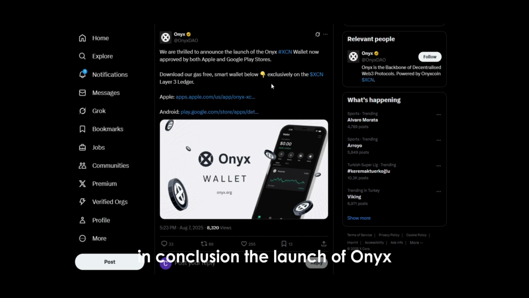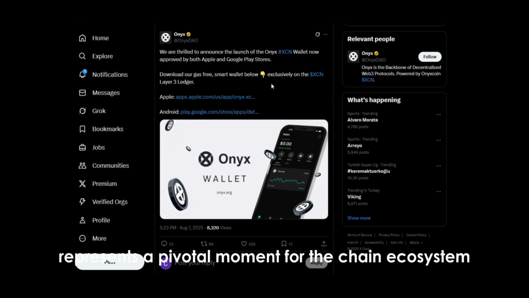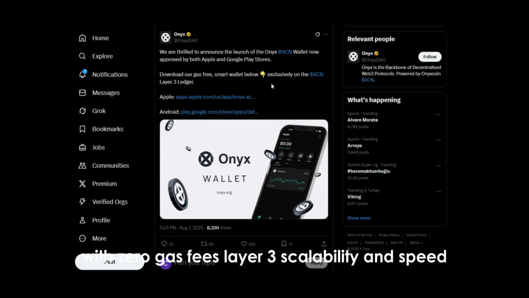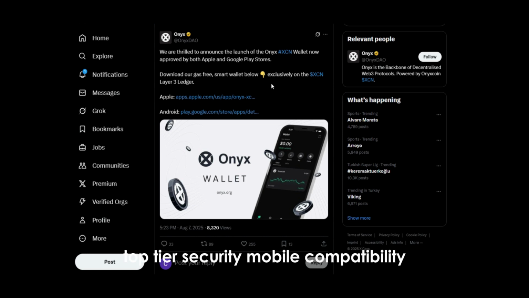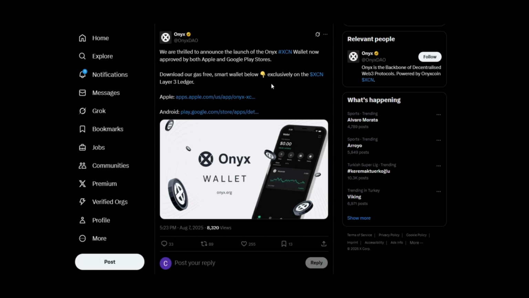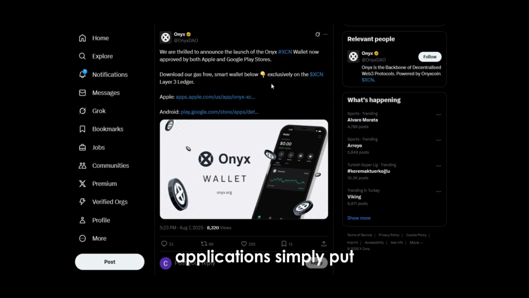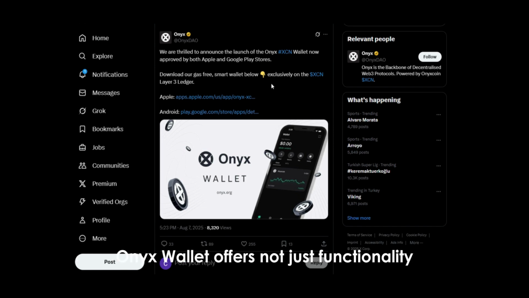In conclusion, the launch of Onyx XCN Wallet on both the Apple and Google Play stores represents a pivotal moment for the chain ecosystem. With zero gas fees, Layer 3 scalability and speed, top-tier security, mobile compatibility, and integration tools for developers, the wallet is an exciting advancement for anyone investing in XCN's future. This isn't just a product launch, it's a tangible manifestation of Chain's Web3 vision. As the wallet gains broader adoption, it will expand XCN's utility, attract new users, and help Layer 3 technology find more real-world applications. Simply put, Onyx Wallet offers not just functionality, but a fully realized Web3 experience.